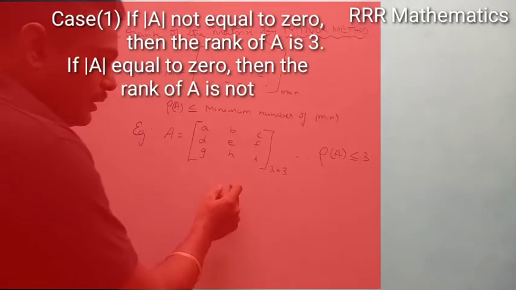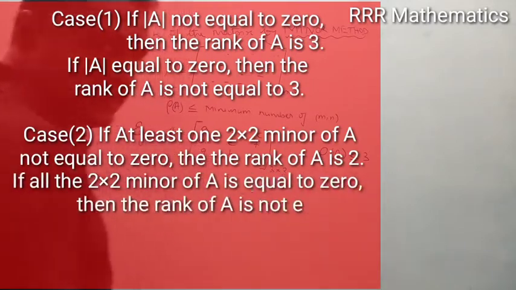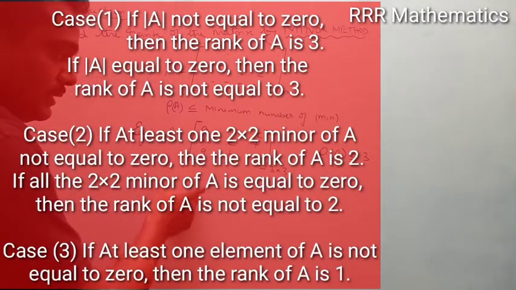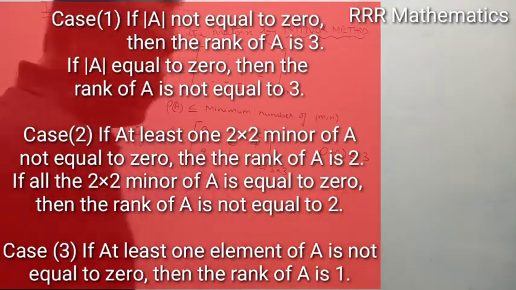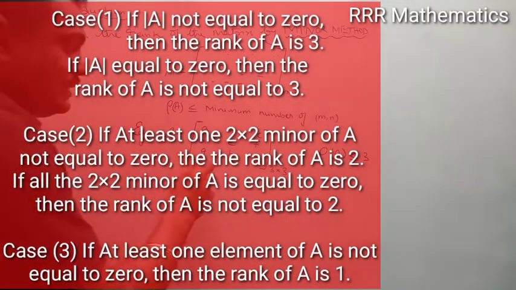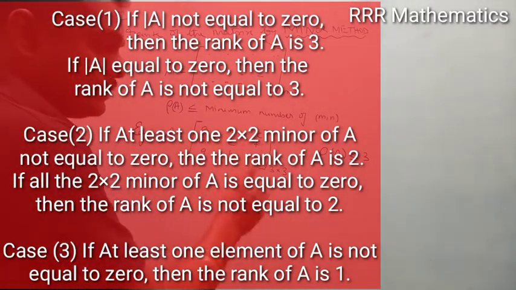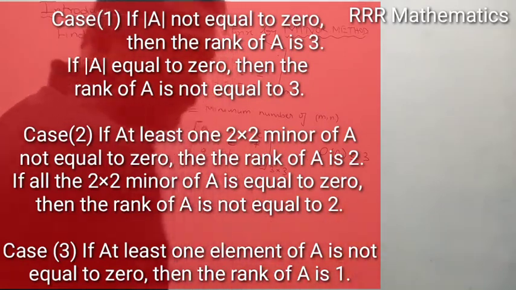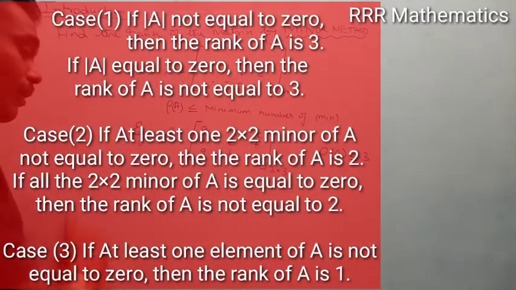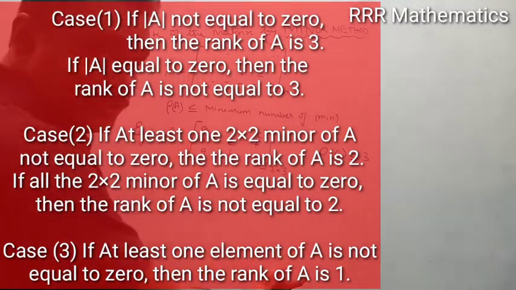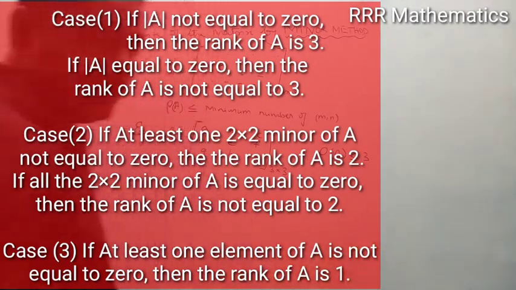If determinant A is not equal to 0, the rank of A is 3. If determinant A, that is the 3 by 3 determinant, is equal to 0, the rank of A is not equal to 3. Case 2: if at least one 2 by 2 minor of A is not equal to 0, the rank of A is 2. If all the 2 by 2 minors of A are equal to 0, then the rank of A is not equal to 2.